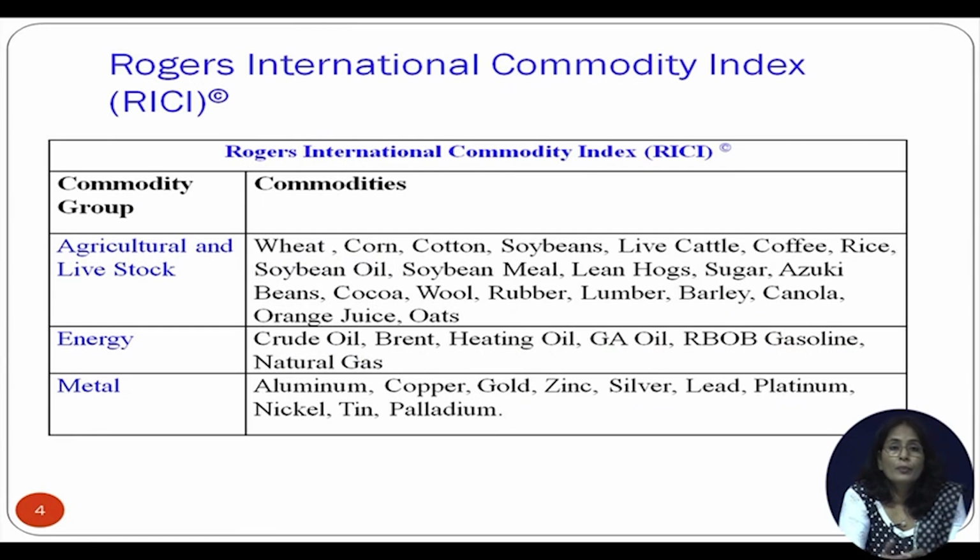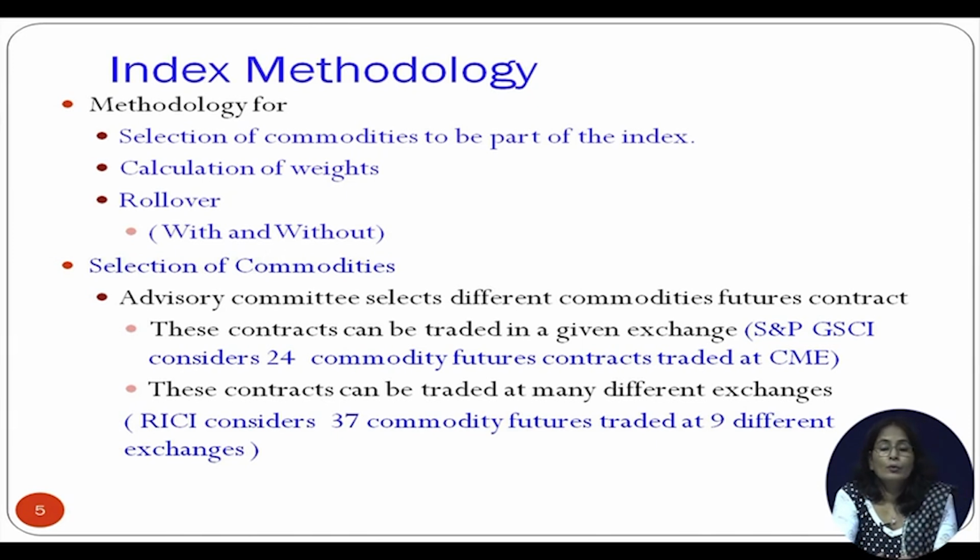Now, going back to our discussion on different kinds of commodity indices, commodity indices can be created with 3 different parameters. So what are these 3 parameters? Each index is maintained by an index committee, and each index has an advisory body. The advisory body has to decide which commodity futures contracts are to be part of the index.